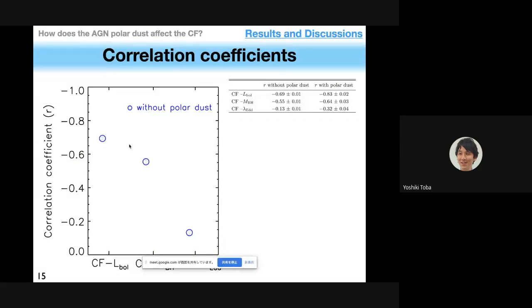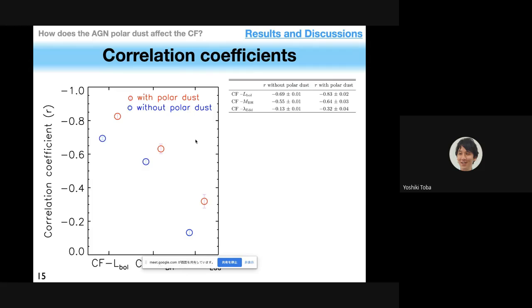Next, let me see how the AGN polar dust affects the correlation coefficient of dust covering factor and AGN properties. This is actually the most important figure in my talk, which shows the correlation coefficient of the relation between covering factor and bolometric luminosity, black hole mass, and Eddington ratio. If we don't consider contamination of polar dust emission like previous studies, we got these values. But if we do consider polar dust emission and extract only AGN torus emission to calculate covering factor, we got these values.